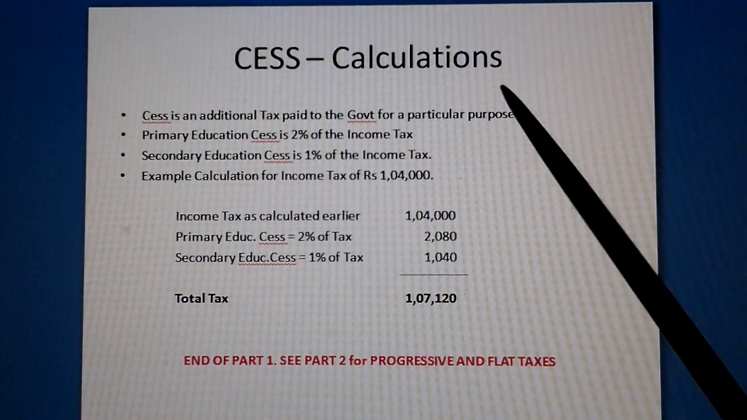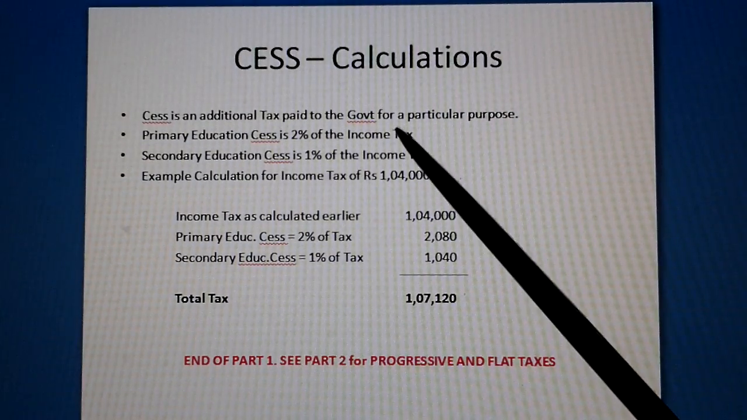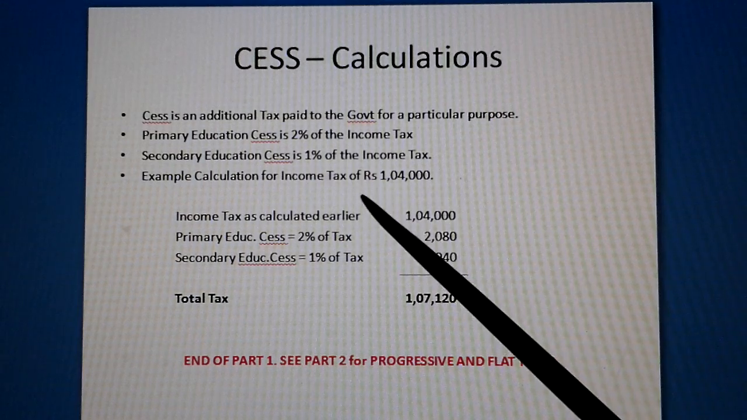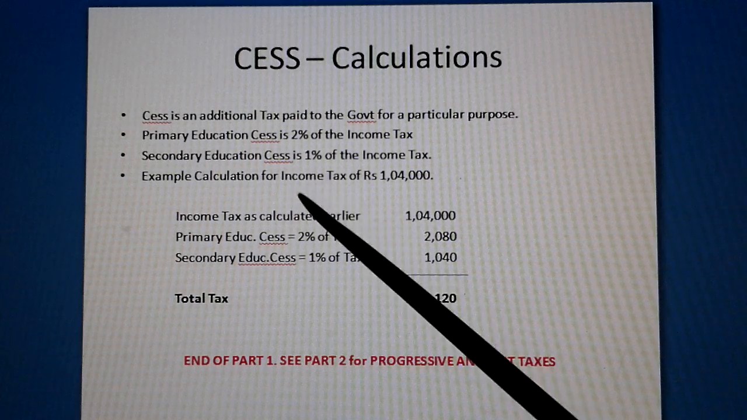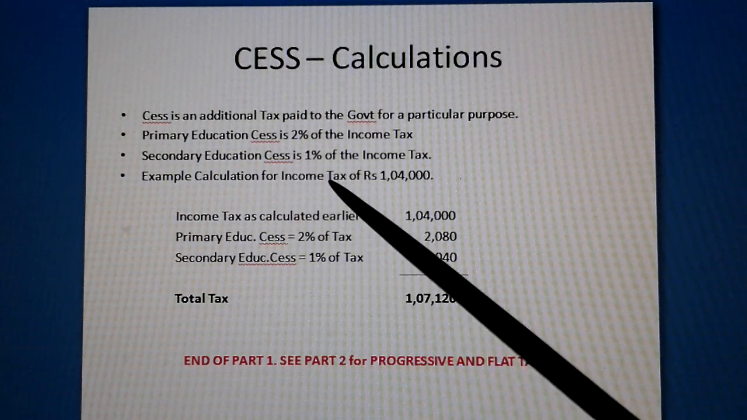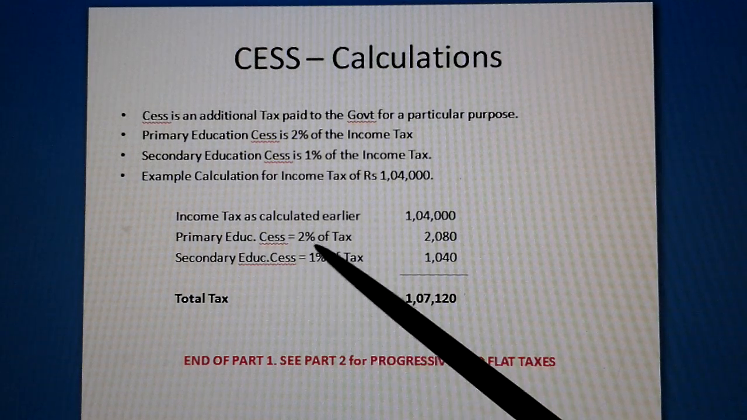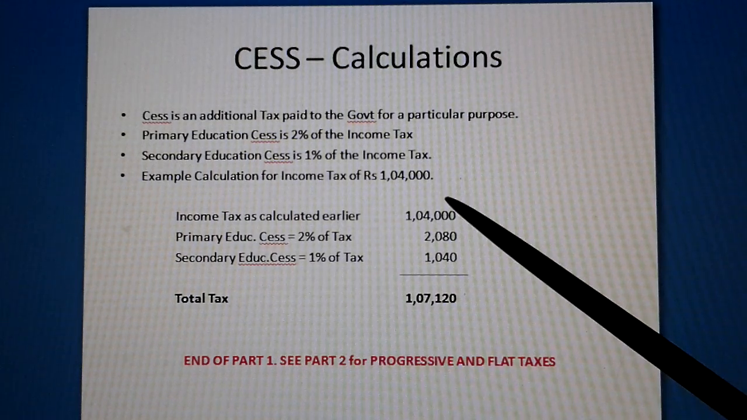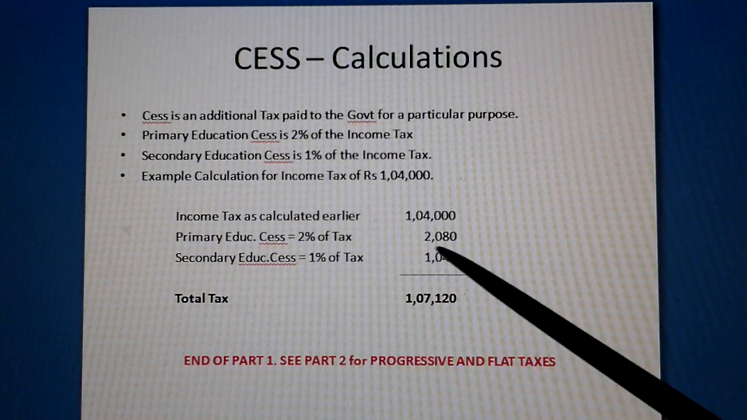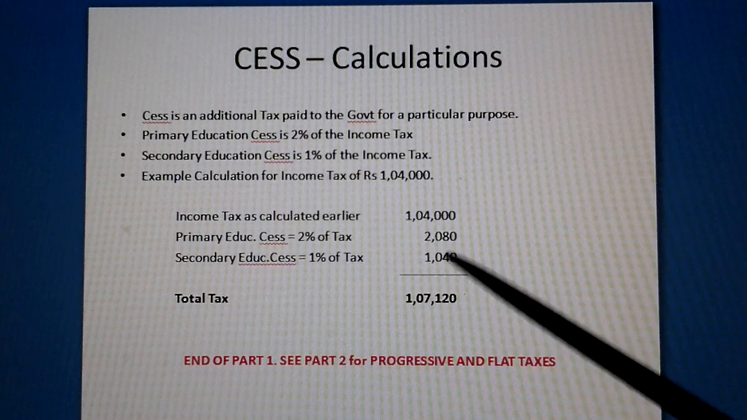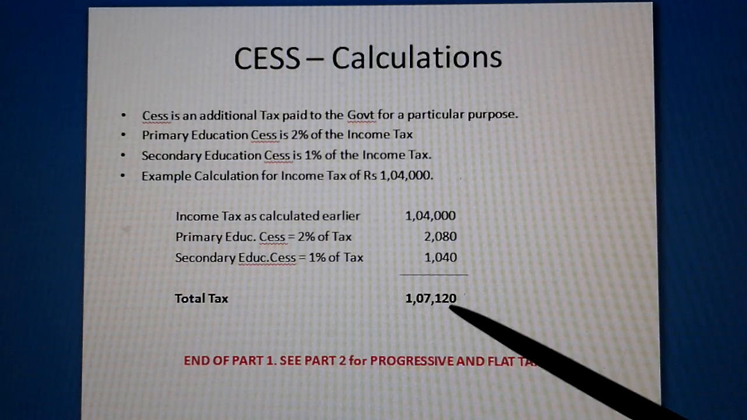Now, the cess is an additional tax paid to the government for a particular purpose. Primary education cess is 2%, it's used for primary education in India, and secondary education cess is 1% of the income tax, used for secondary education. For example, in that calculation where his income tax was 1,04,000, we have to add on 2% for the primary education cess of the 1,04,000, that's 2,080, and 1% for secondary education cess, 1,040 rupees, and so the total tax would be the sum of those, 1,07,120.